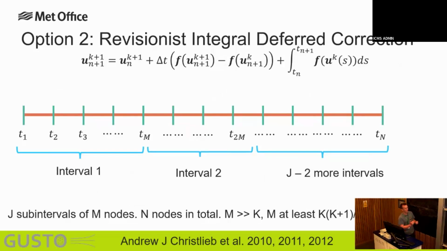Because you're parallelizing across the correction sweeps instead of parallelizing across the nodes, you need at least k times (k plus 1) over 2. And so you set up these j intervals of n plus 1 nodes, and you have n nodes in total.